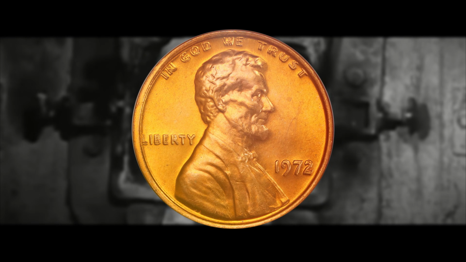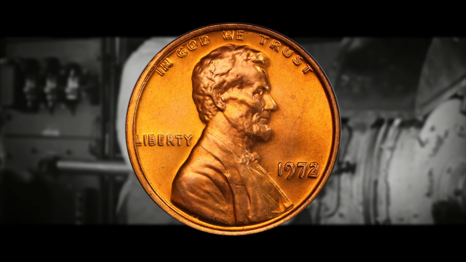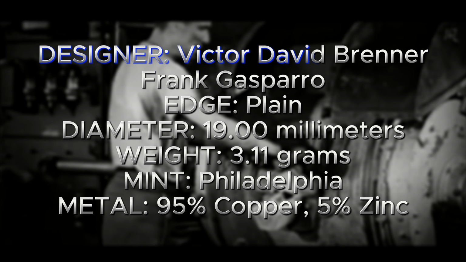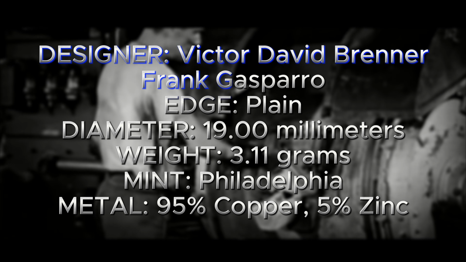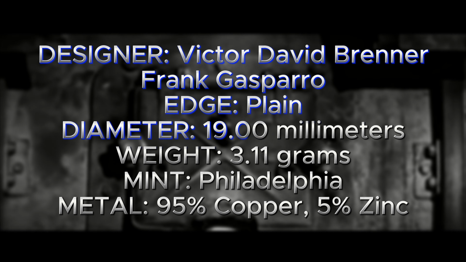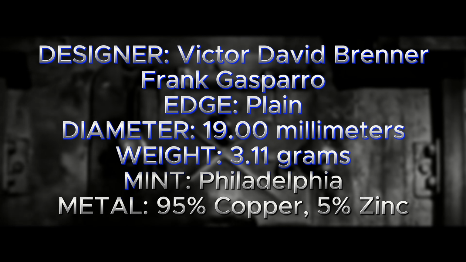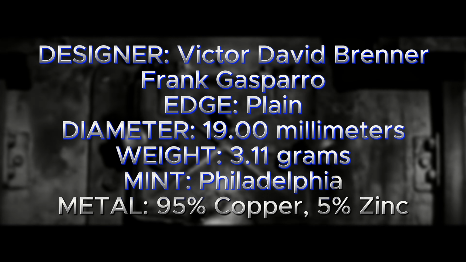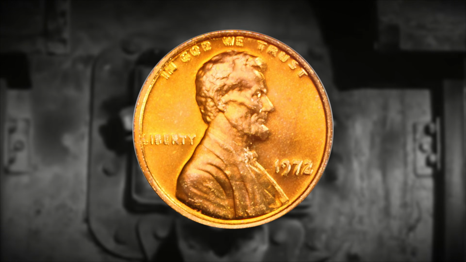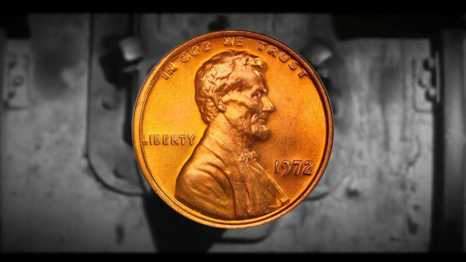Now, some of the details and specifications for this coin, if any of these are off, then it may indicate that it is not authentic. The coin was designed and engraved by Victor David Brenner and Frank Gasparo. The edge is plain, it has a diameter of 19 millimeters, a weight of 3.11 grams. You are looking for the Philadelphia Mint, meaning it will not have a mint mark, and the composition is 95% copper and 5% zinc.